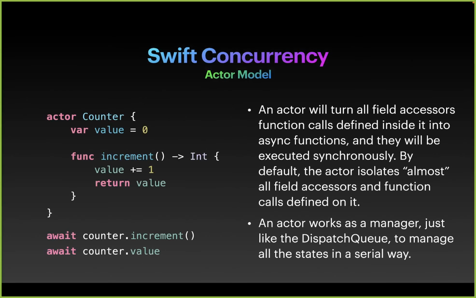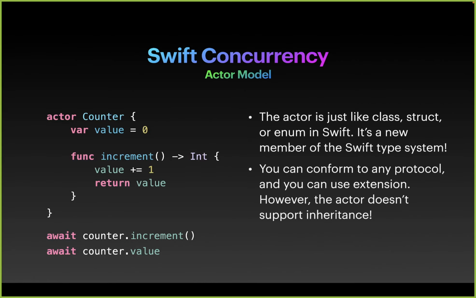Now let's go back to the slides and take a look at some notes. An actor will turn all field access and function calls defined inside it into async functions, and they will be executed synchronously. Not all things, so almost all things. There are some exceptions, like static functions. An actor actually works like some sort of manager, just like a dispatch queue, to manage all the state in a serial way.